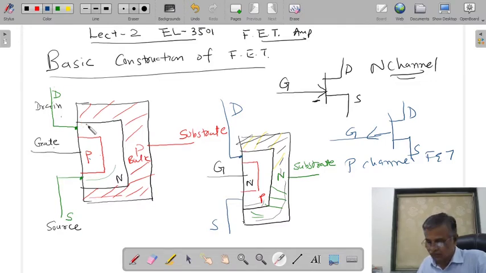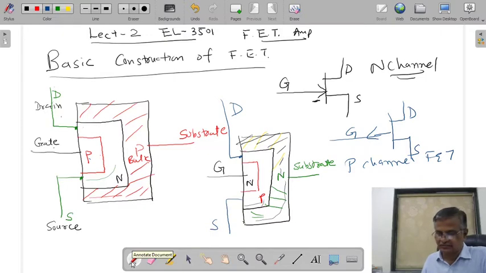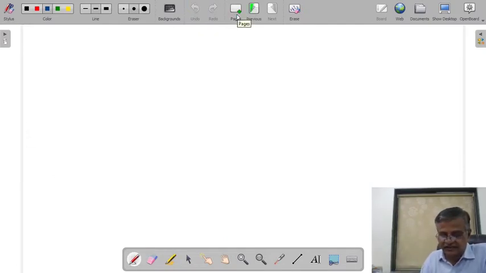Okay. Now I am discussing the characteristics of field effect transistor. So what do characteristics mean? Characteristics are the relation between the current and voltage. Remember one thing, from the characteristics you can get an idea about the application of the field effect transistor. So I am showing you the circuit diagram to obtain output characteristics and transfer characteristics of field effect transistors.